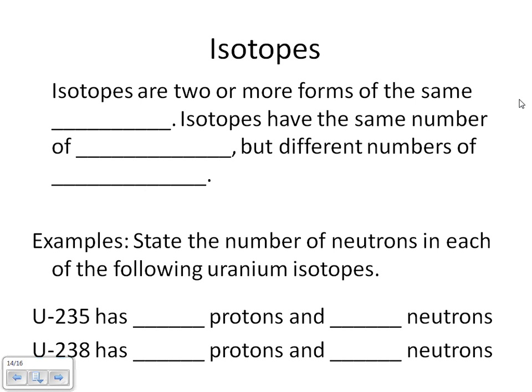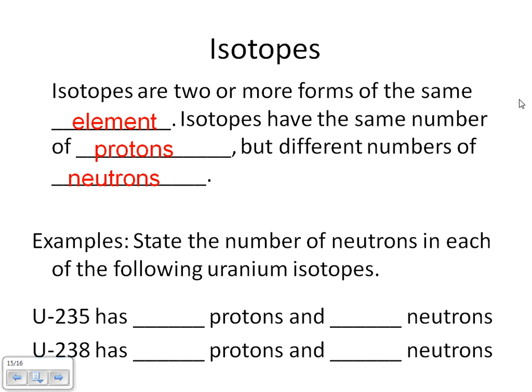There we go. All right, isotopes. Sorry, this is the last topic. So isotopes are two or more forms of the same element. So if it's the same element, isotopes must have the same number of protons, but they can have different numbers of neutrons. So for example, state the number of neutrons in each of the following uranium isotopes.